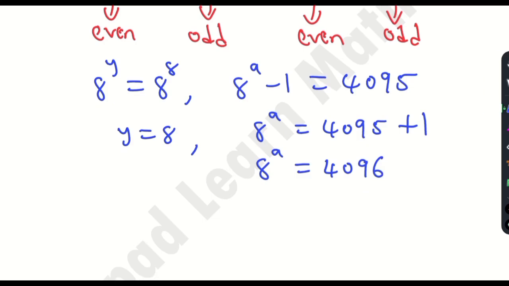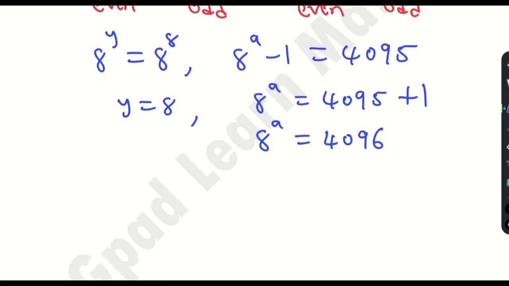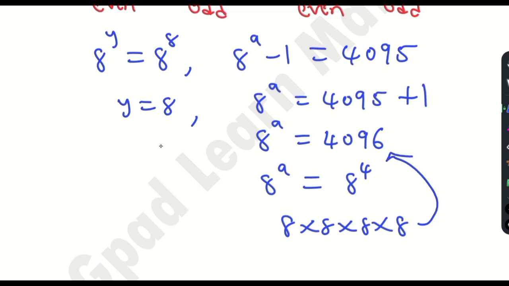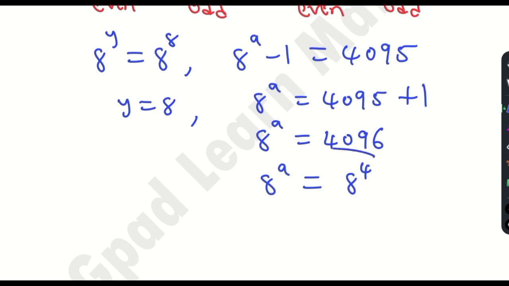Do you know that I can express 4096 as a power of 8? Yes, I can. So 8 raised to power a is equal to 4096, which is equal to 8 raised to the power of 4, because 8 times 8 times 8 times 8 will give you 4096. So because they have a common base, I'm going to equate the exponent as I did in the first case. So a will be equal to 4. We've gotten a as 4 and y as 8.